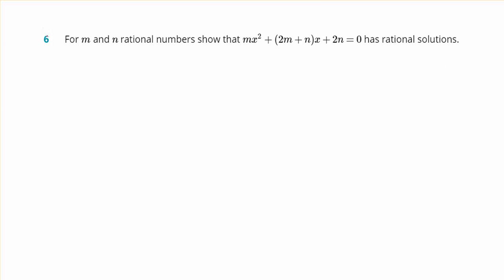This is for exercise 3I, question 6 from Methods 1-2. So we want to show that, for m and n rational numbers, these have rational solutions. For rational solutions, I want the discriminant, b squared minus 4ac. My b is this value, my a is this value, and my c is that value.